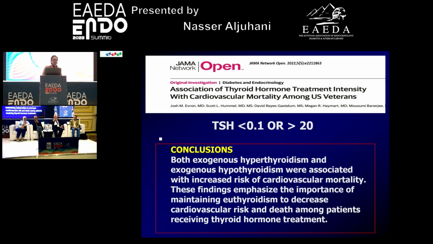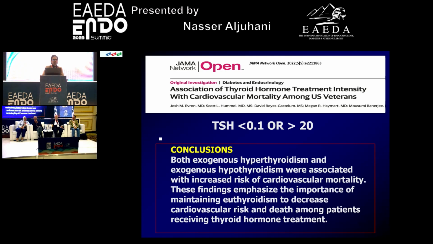Very important to avoid TSH below 0.1 or more than 20, because both exogenous hyperthyroidism and exogenous hypothyroidism were associated with increased risk of cardiovascular mortality. This finding emphasizes the importance of maintaining euthyroidism to decrease cardiovascular risk and death. So try to avoid TSH less than 0.1 or more than 20, because in these observational studies the risk may increase.